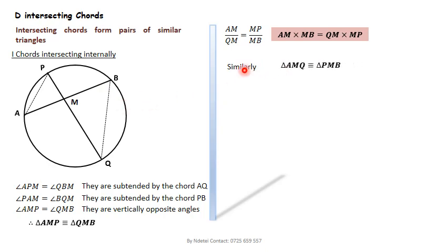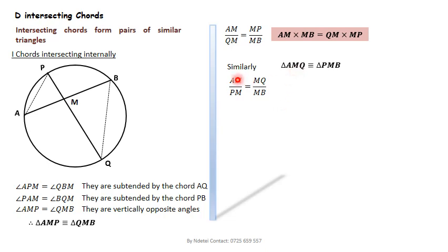Now, similarly, the triangle AMQ is also similar to PMB because of reasons that are the same as this. There are two angles which are subtended by the same chord. I think the angle at A, and the angle at P. There is this chord BQ subtending an angle at P and another angle at A. And so we have two similar triangles like this. You can try to prove using the same angles that I've used in the first scenario there.